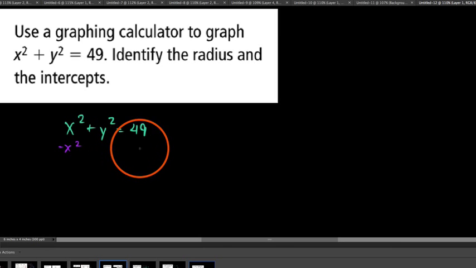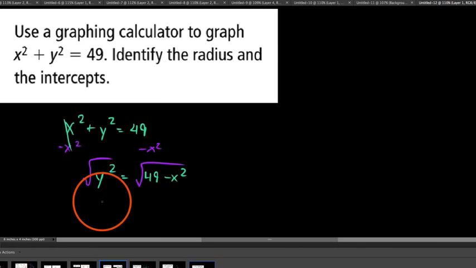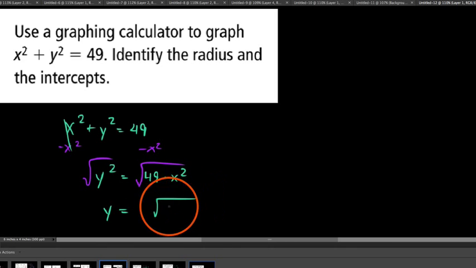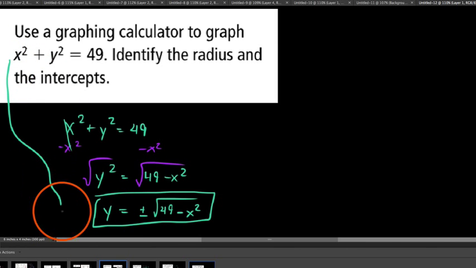So we're going to subtract x squared from both sides. So we get y squared equals 49 minus x squared. And then our next natural move would be to take the square root of both sides. Now the interesting thing here is that we get y equals the square root of 49 minus x squared. But recall that when you take the square root of a value, you get both a positive and a negative result. And so we're going to say that this function is the same as the original, but where we've solved for y to begin with.